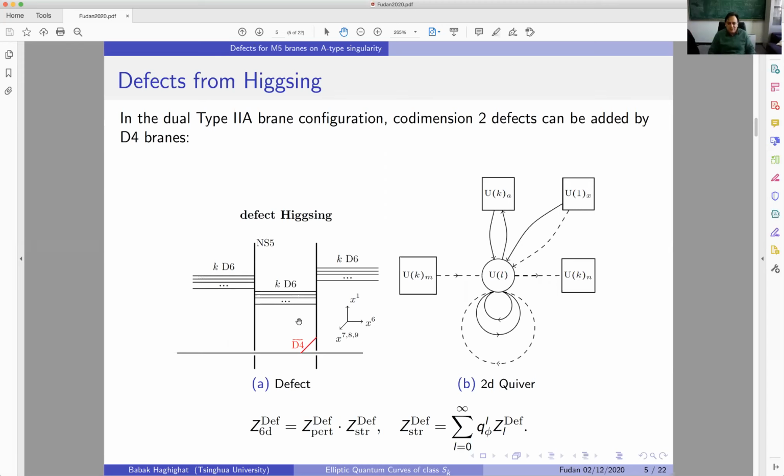So now if we want to compute these string contributions, there will be contributions which come from the world volume theory of these D2 branes. There will be some strings connecting this D2 and D4 tildes. So the 2D quiver of these D2 branes will change.